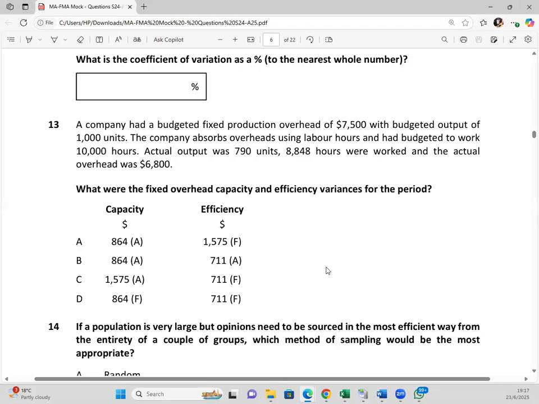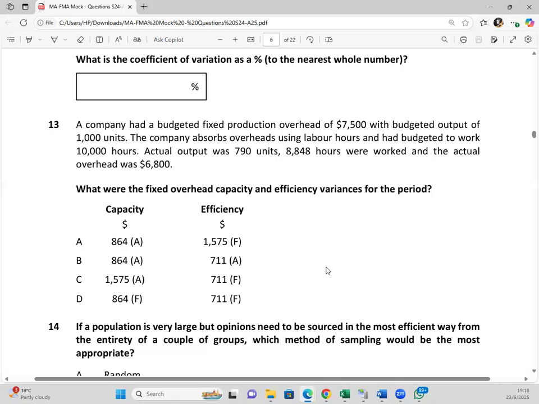So a company has budgeted fixed production overhead for 7.5 with the budgeted output of 1,000 units. The company absorbs overheads using labor hours and had budgeted to work 10,000 hours. Actual output is 790 units and 8,848 hours were worked, and the actual overhead was that.